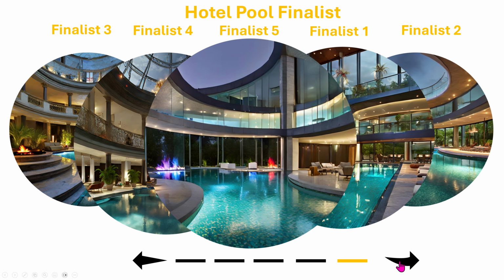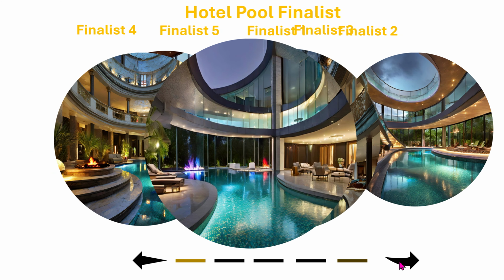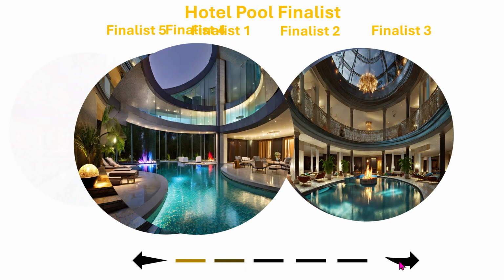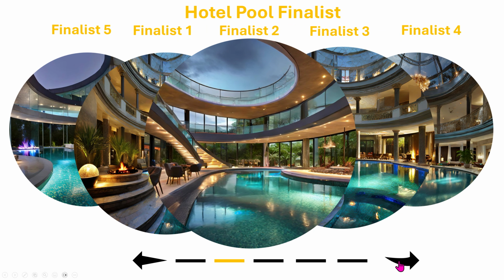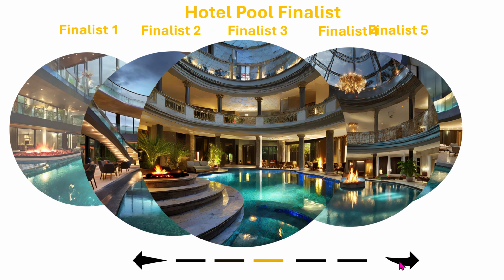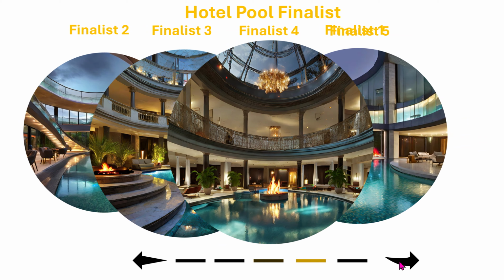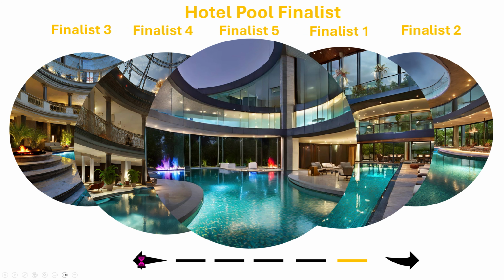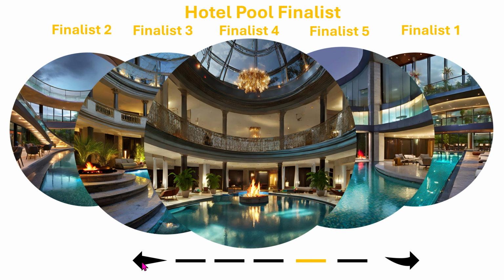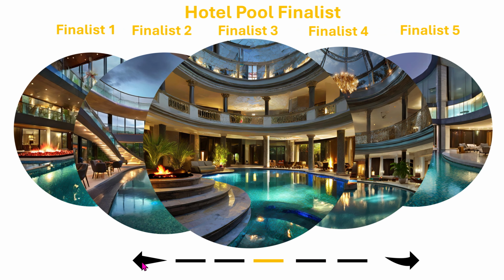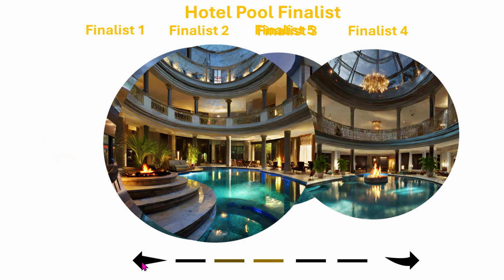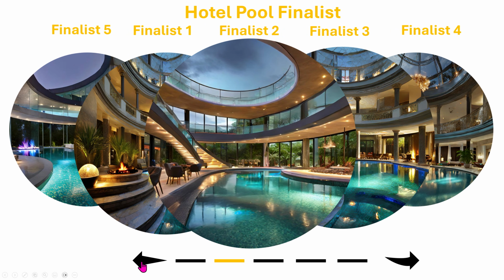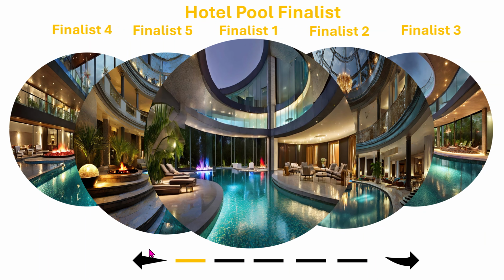In this particular example, I'm going to use the right arrow, and we go to finalist 1. Then we go to finalist 2. Then we go to finalist 3. Then we go to finalist 4, and then we go to finalist 5. We could also use the left arrow, and we go to finalist 4, finalist 3, finalist 2, and then finalist 1.